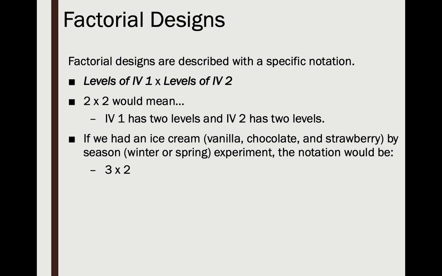So, factorial designs are described with a specific notation. You'll also need to know this notation. So, the notation is the levels of IV1 by the levels of IV2. So for example, a 2 by 2 factorial design means that IV1 has 2 levels and IV2 has 2 levels. If we had ice cream, vanilla, chocolate, and strawberry by season, winter or spring experiment, the notation would be 3 by 2. It would be 3 by 2 because variable 1, represented right here, has 3 levels, vanilla, chocolate, and strawberry. And variable 2, which is represented right here, has 2 levels, which is winter or spring.